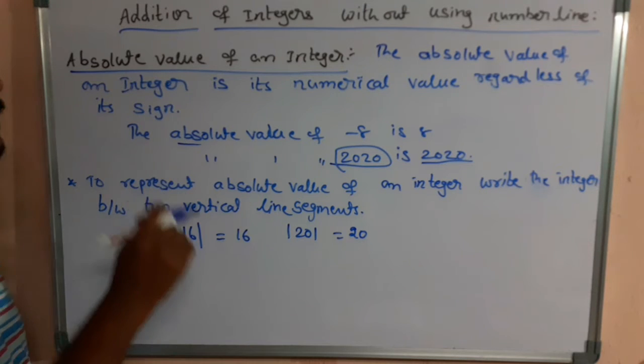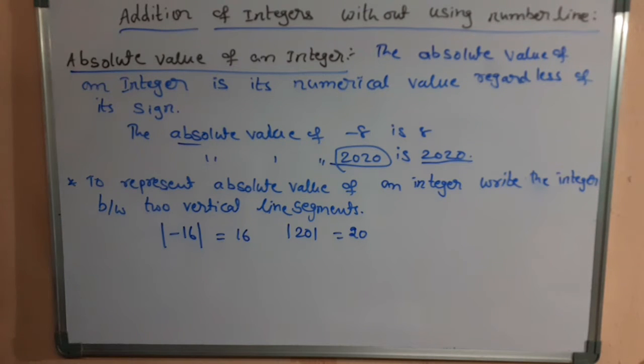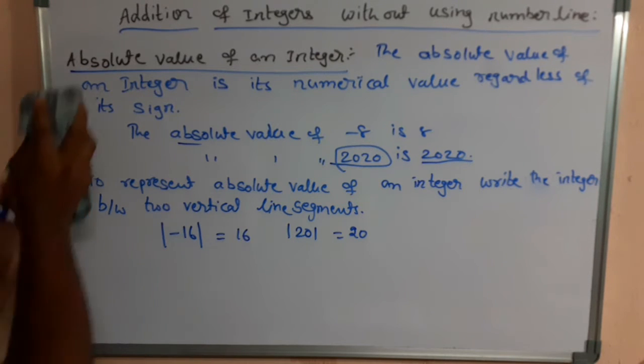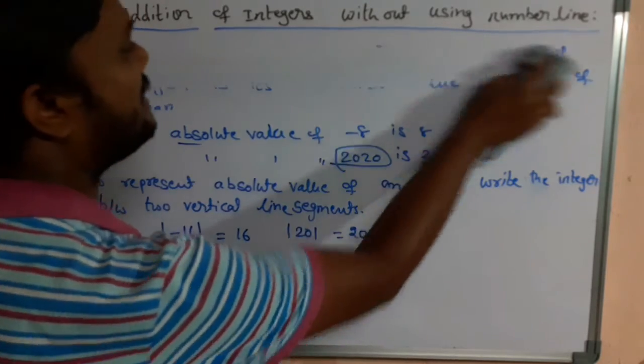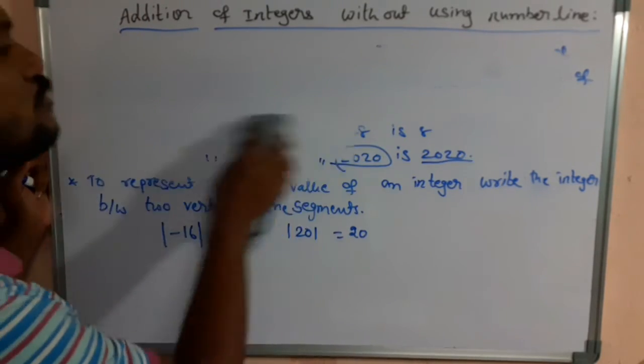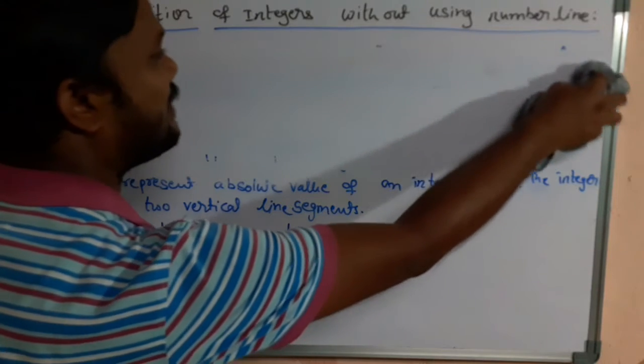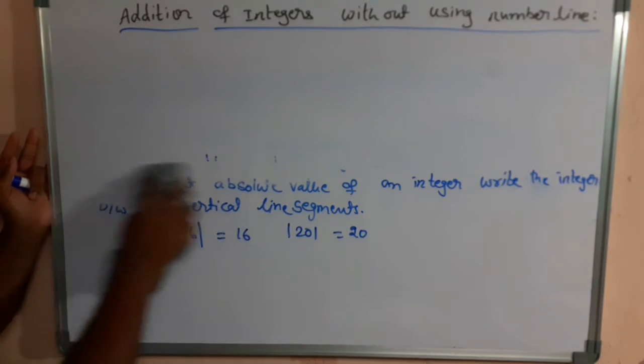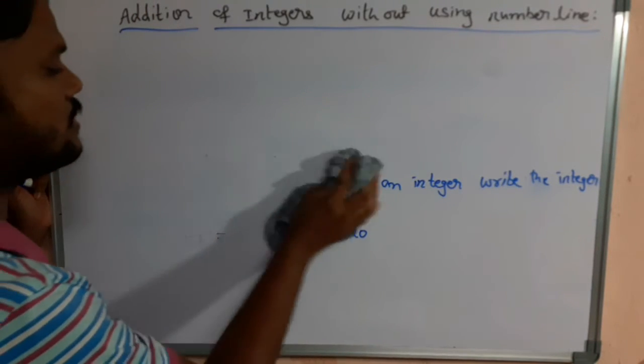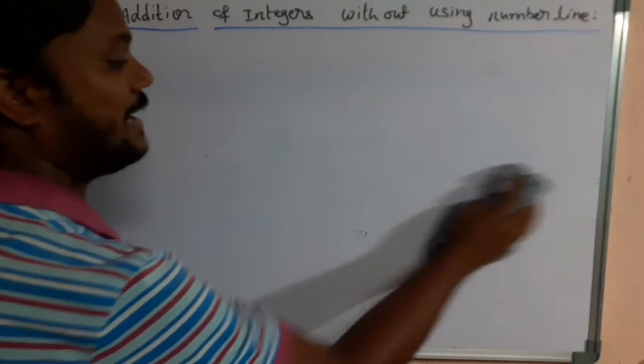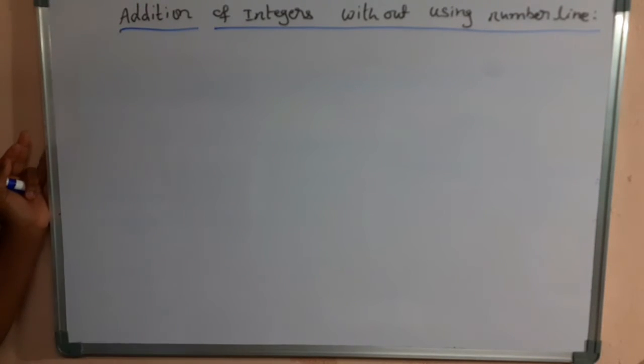So with the help of these absolute values of an integer, we can do the addition of integers very easily. Let me explain how we are going to apply these absolute values to do the addition of integers. While doing addition of integers, we will have two cases. One is adding like integers and the other is adding unlike integers. So the first case is adding like integers.